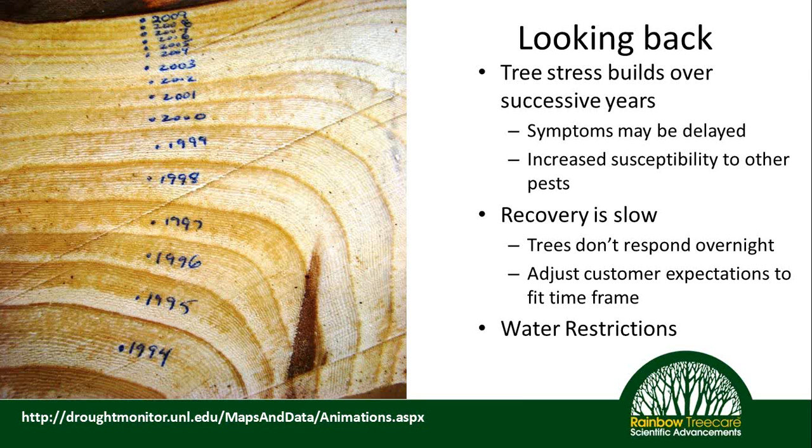We need to think long term, especially when we think in the context of our management strategies. Certainly we need to manage those short-term pests, but also we need to adjust customer expectations to fit the time frame. If you think about turf, you can have that recovering in a relatively short period of time because its life cycle is much faster. Trees, however, are the opposite. You may have to talk in terms of a couple, 3 years.